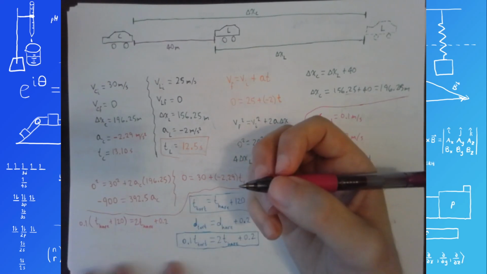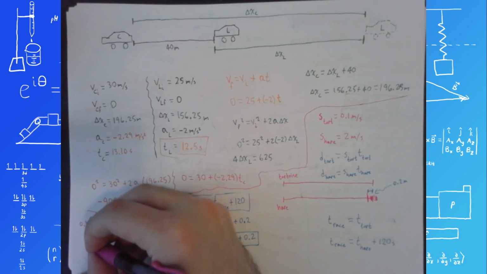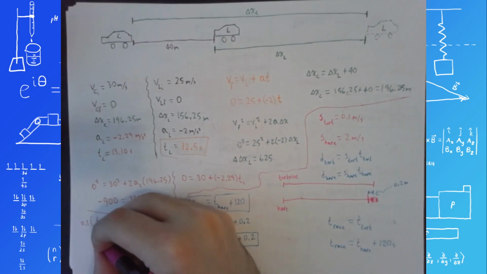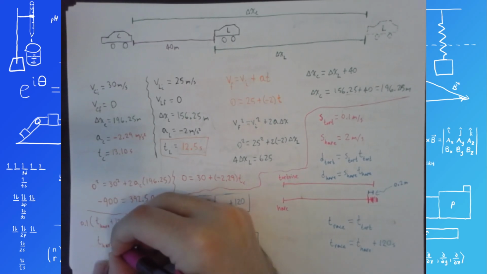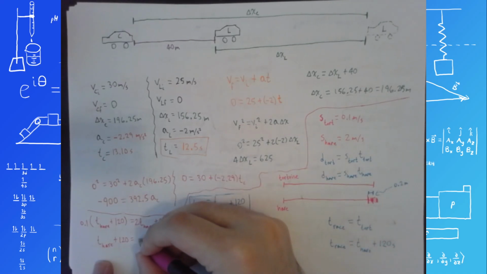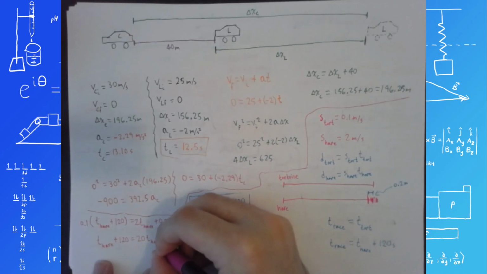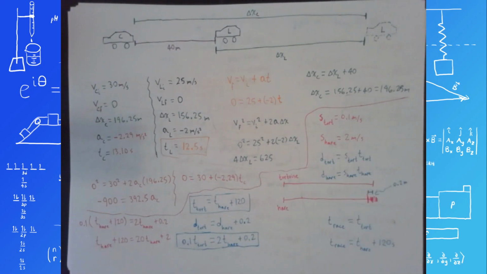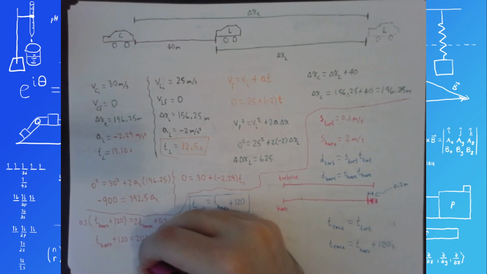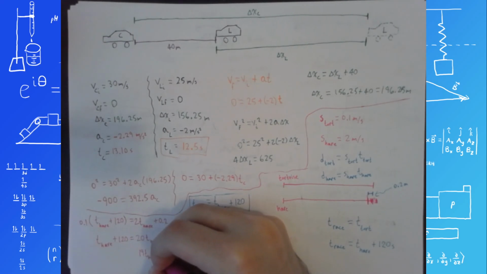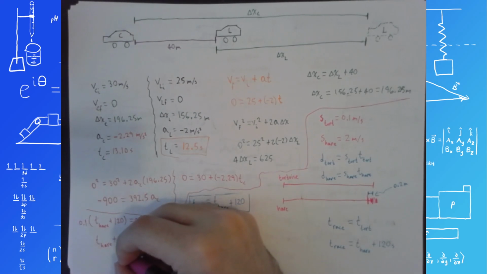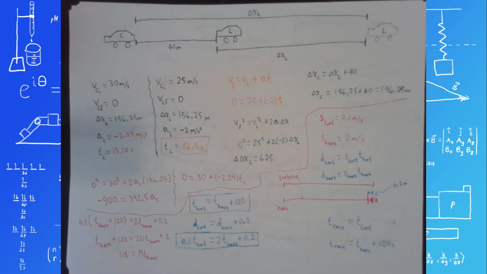plus 0.2. Instead of distributing the 0.1, I'm just going to multiply everything by 10. That gets rid of the 0.1, and I'm left with t hare plus 120 equals 20 t hare plus 2. Subtract t hare from both sides and subtract 2 from both sides, and I get 19 t hare is equal to 118. 118 divided by 19 is 6.21 seconds.